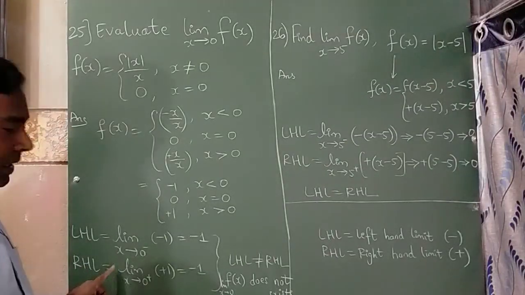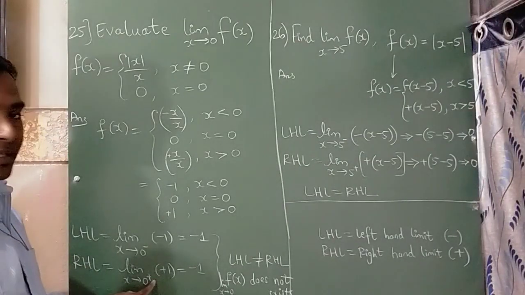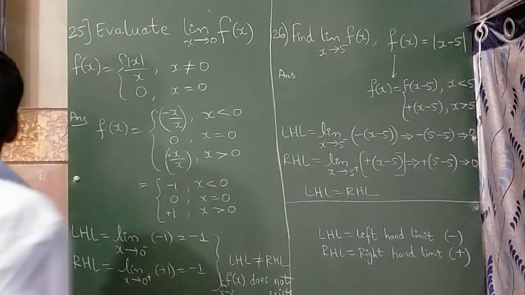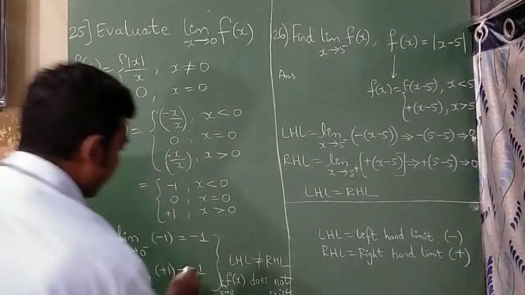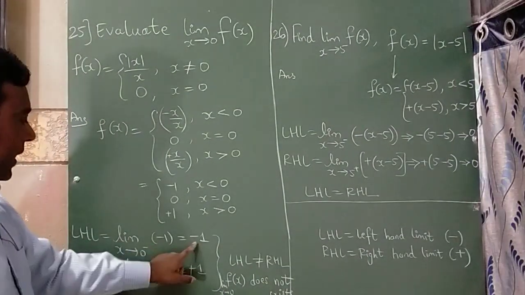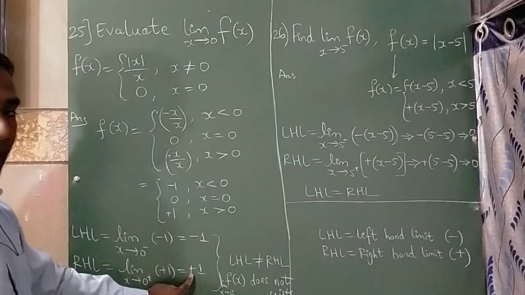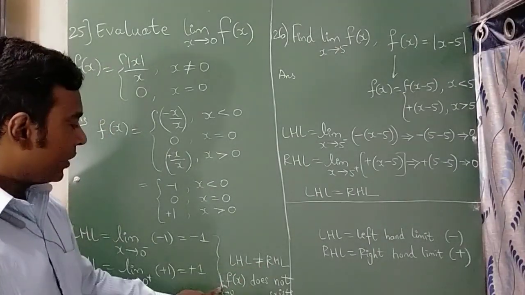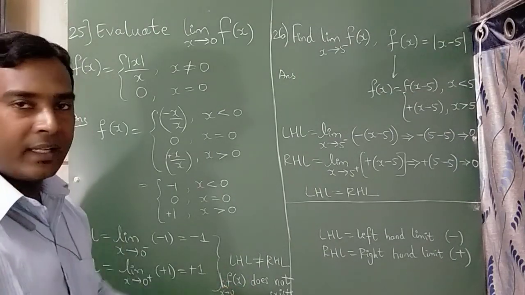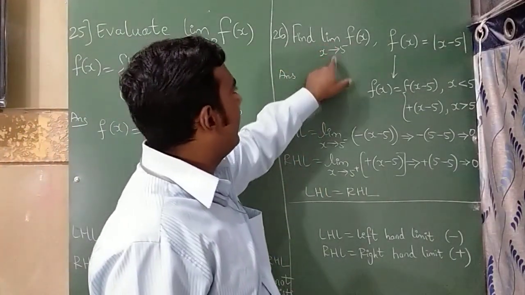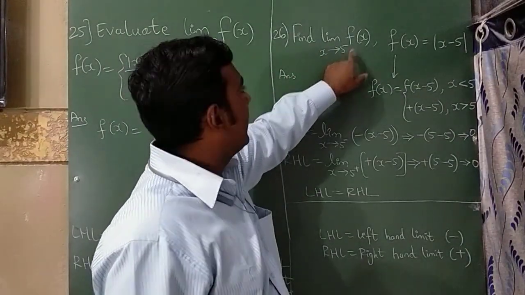Right hand limit, limit x tends to 0 plus, because it is on the right hand side. So here it is plus 1. So you need to write here plus 1. Okay. So LHL is minus 1, RHL is plus 1. So LHL is not equal to RHL. So limit x tends to 0, f of x does not exist. 26th question. Find limit x tends to 5, f of x.